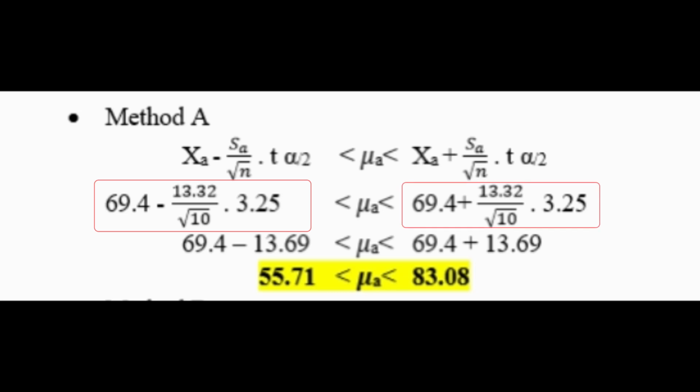69.4 plus 13.32 divided by the square root of 10 and multiplied by 3.25.